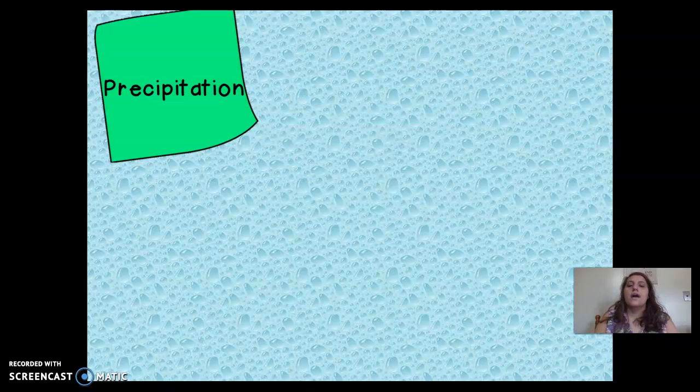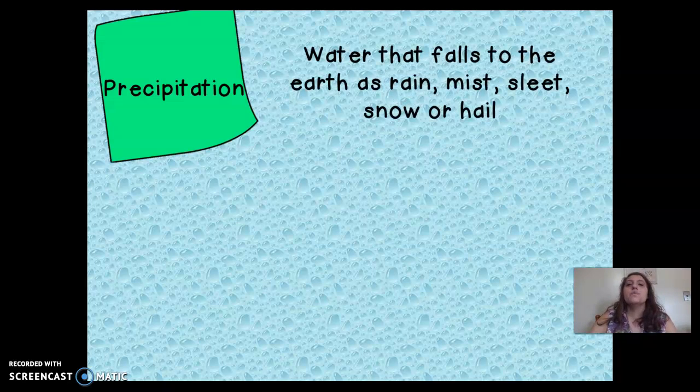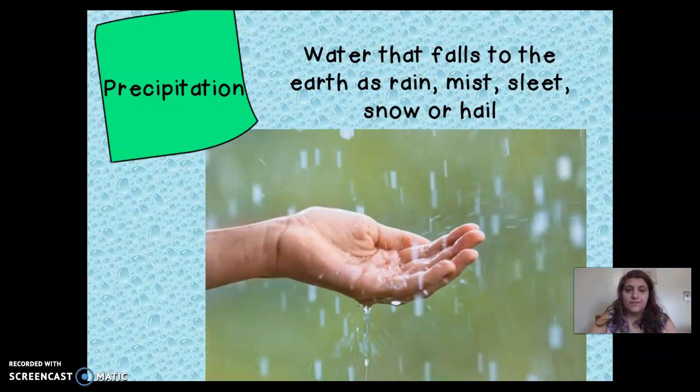Now that we had condensation and those water droplets have cooled, clouds have formed. When the clouds get too heavy, that's when it precipitates, which is precipitation. This is when water falls to the earth as rain, mist, sleet, snow, or hail. Here's just one example. When it rains, that means it's precipitating. That's a big word for us.